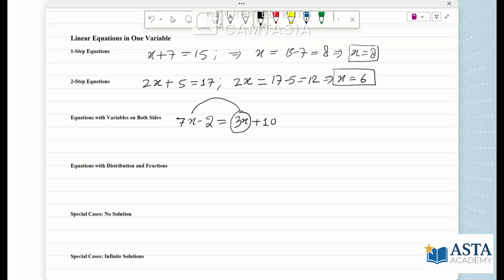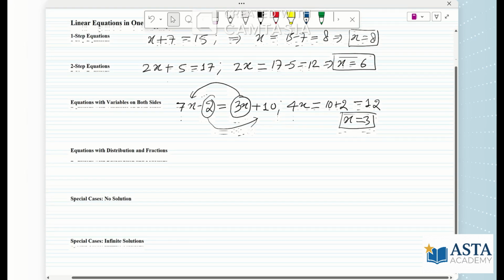you want to take it on the other side and you want to take 2 on this side. Okay, so you will have 7x minus 3x will be 4x, and 10 plus 2, because 2 will become positive when we take it to the right hand side, will be 12. 4x is equal to 12 will give you x is equal to 3. So x is equal to 3 is your answer here. So you see that it requires more than two operations, two addition or subtractions, and one division.